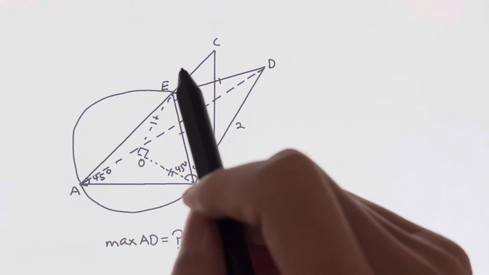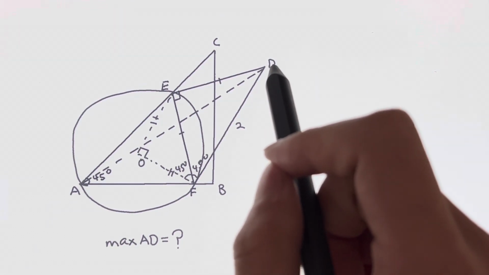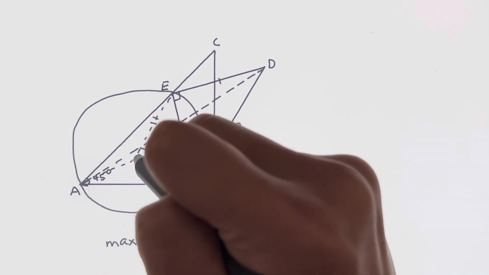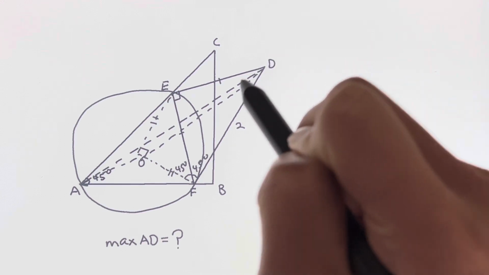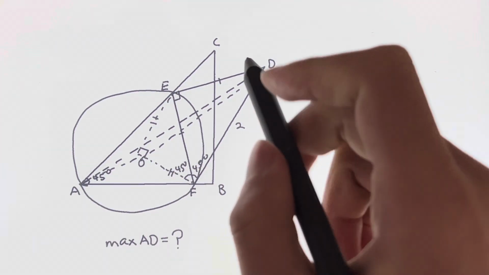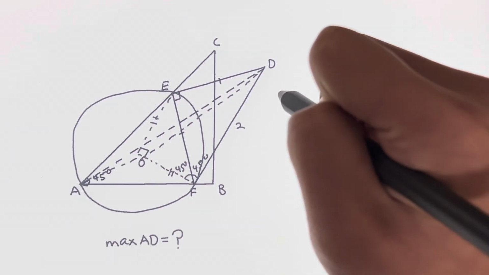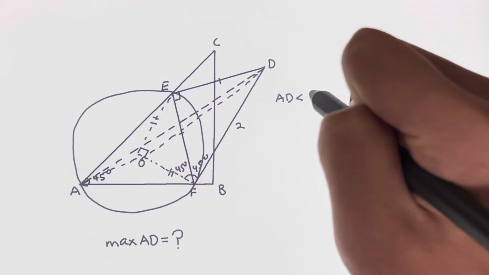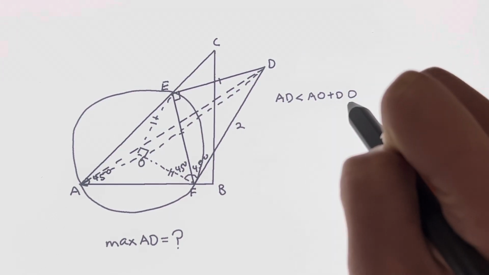And now observe the question. Find the maximum value of AD. What triangle is AD involved in? If we connect sides AO and DO, then to maximize AD, since it's part of triangle AOD, by the triangle inequality, we know that AD will be less than AO plus DO. So that's the upper bound of it.